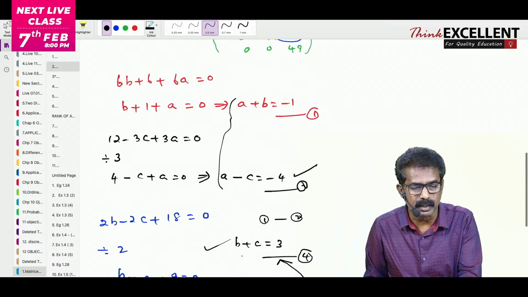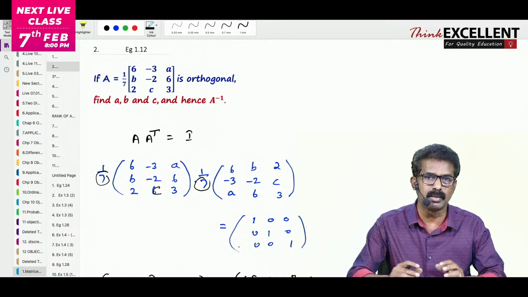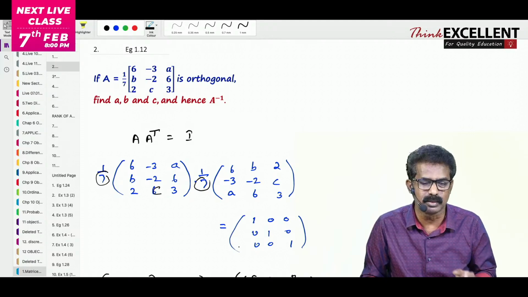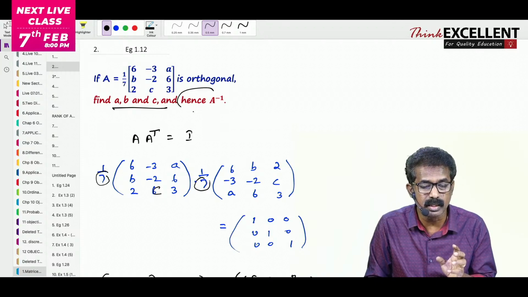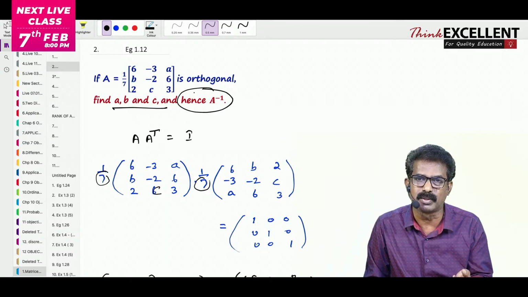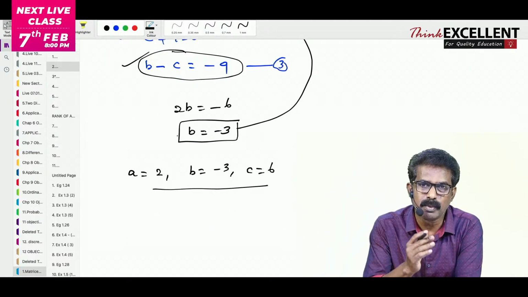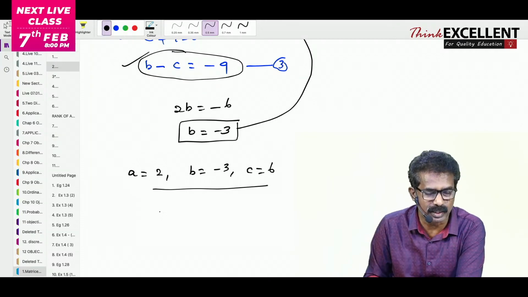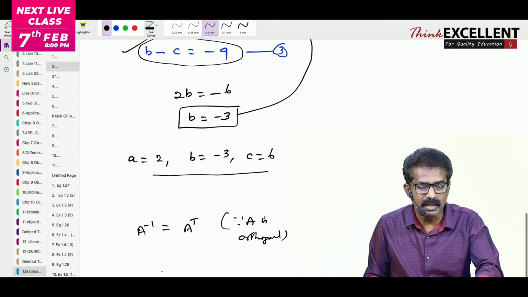Now don't stop here. Look at what they asked. Sometimes it happens that we find a, b, c, think we have achieved a lot and underline it and leave. So read the question very carefully. Find a, b, c, that is self-grade work. Hence A inverse. Now they are asking to find A inverse. So A inverse they asked to find. What to do? Should we find 1 by determinant adjoint from the first? No, it's an easy method because it is orthogonal, right? Since it is orthogonal, A inverse is same as A transpose. They asked to find A inverse. A inverse is equal to A transpose.